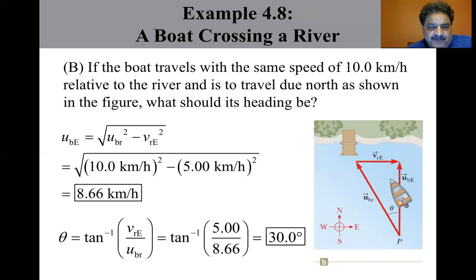And the direction is the tangent of the opposite over the adjacent. So it's 5 over 8.66, and you come up with a value of 30 degrees. The boat must head upstream so as to travel directly northward across the river. For the given situation, the boat must steer course 30 degrees west of north. For faster currents, the boat must be aimed upstream at larger angles.